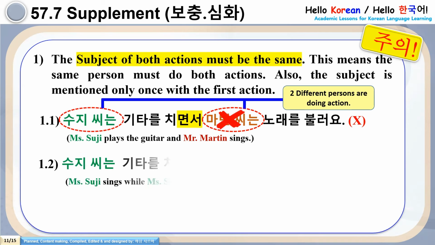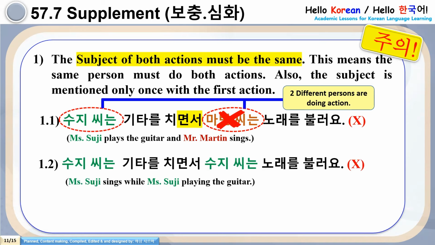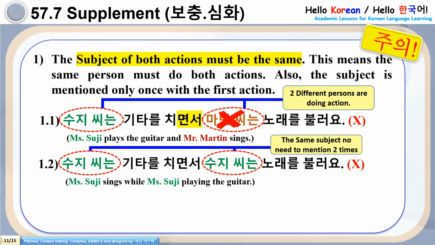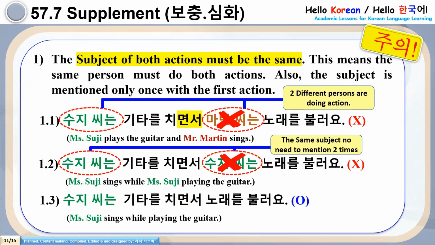Come to 1.2. 수지 씨는 기타를 치면서 수지 씨는 노래를 불러요. 여러분, no need to mention the same subject two times. Just with the first action verb, you can mention the subject. Clear, 여러분? No need second time. So how to correct is C 1.3. 수지 씨는 기타를 치면서 노래를 불러요.